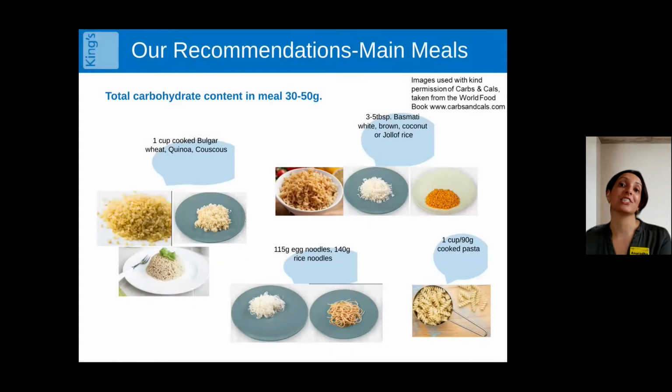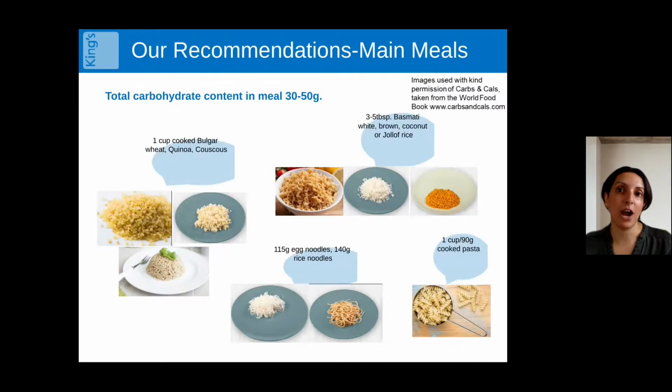And then we go on to discuss your grains. So if you're having any grains like bulgur wheat, couscous, or something like quinoa, for example, they're great to incorporate. So you're looking at a cup portion of cooked versions of these would be the suitable amount of carbohydrate for the meal. If you enjoy rice with your meals, rice is absolutely fine to have.